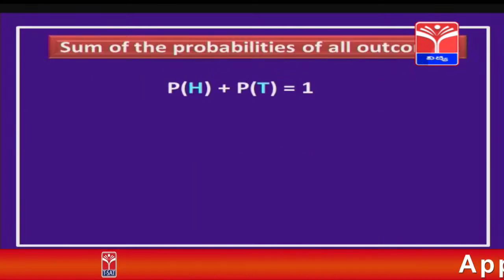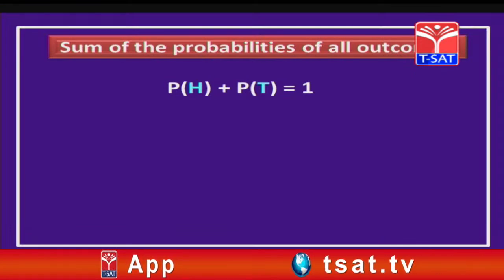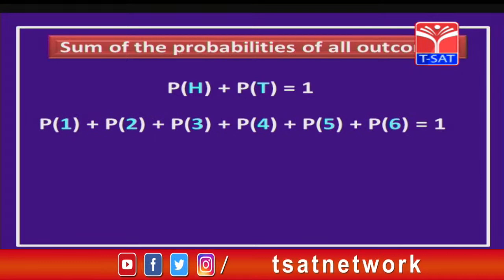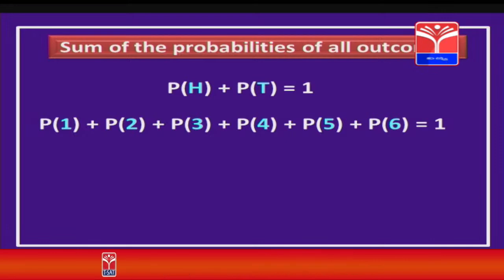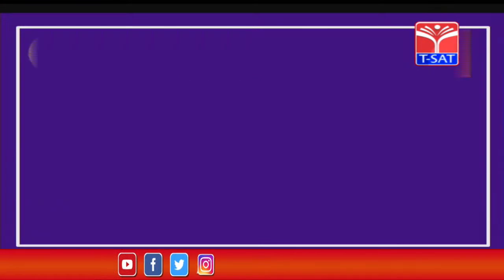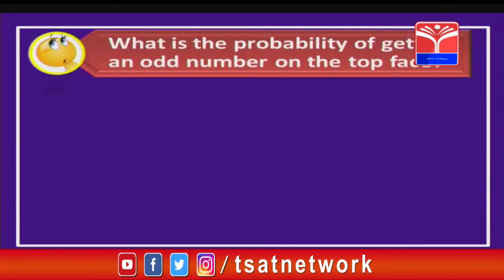So, sum of probabilities of all the outcomes when we toss a coin, that is probability of head plus probability of tail is 1. Again when you throw a dice, sum of probabilities of all the outcomes, that is probability of getting 1 plus probability of getting 2 so on up to probability of getting 6 is 1. Hence, I can say sum of the probabilities of all the outcomes of a random experiment is always 1. Okay, children.